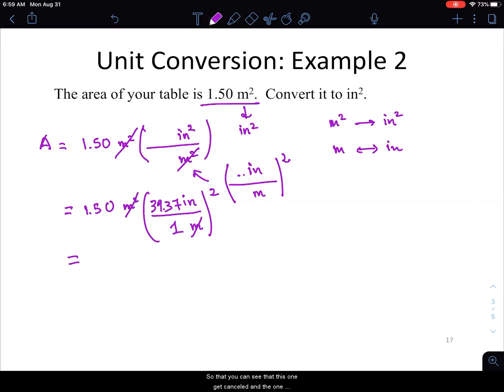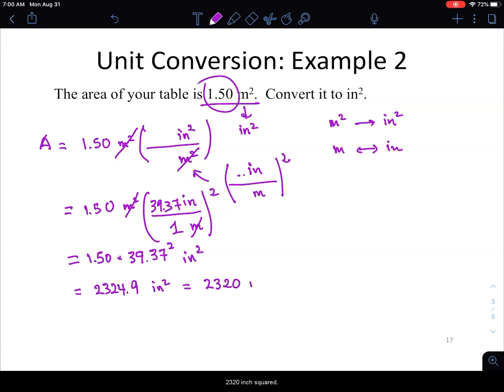So you can see that this will get canceled, and the inch here gets squared. So that would be inch square out. So it's 1.5 multiplied by 39.37, the whole thing squared, and that comes out to be 2324.9 inch square. So you should round to 3 digits here, so that will be 2320 inch square.